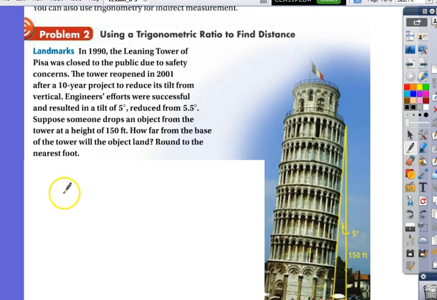All right, so let's think about it. We've got a 5-degree angle right here, and then we've got our distance from the base of the tower to where the object would land, and then we've got the 150 feet distance that is dropped. So if you look at it, it makes a right triangle that looks like this.